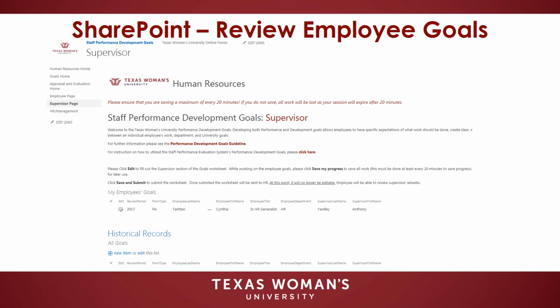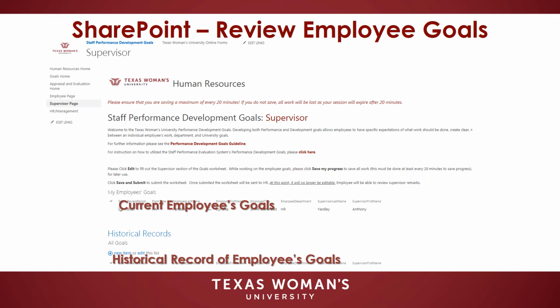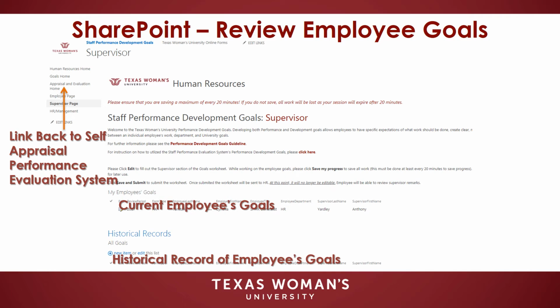Let's assume you're the supervisor and you want to review your employees' goals. You're going to click on the supervisor button, and this is the page you're going to see. Under the My Employees Goals section, you're going to see all your employees' goals. Beneath that is a historical record section where you can review prior years. After you've opened the icons to review your employees' goals, you can go back to the Appraisal and Evaluation section by clicking on this button in the upper left-hand corner.